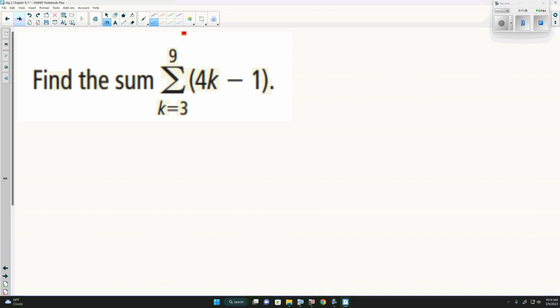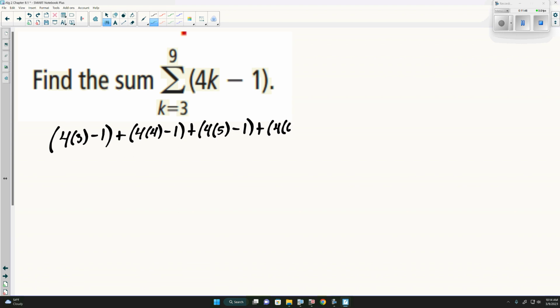Find the sum from k equals 3 to 9 of 4k minus 1. So we start out with 4 times 3 minus 1, plus 4 times 4 minus 1, plus 4 times 5 minus 1, plus 4 times 6 minus 1, plus 4 times 7 minus 1, plus 4 times 8 minus 1, plus 4 times 9 minus 1.